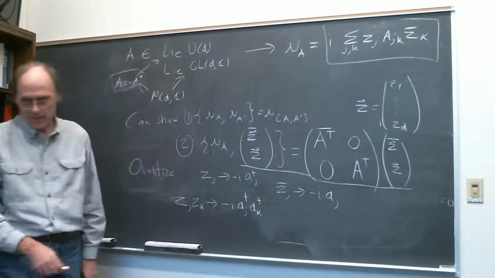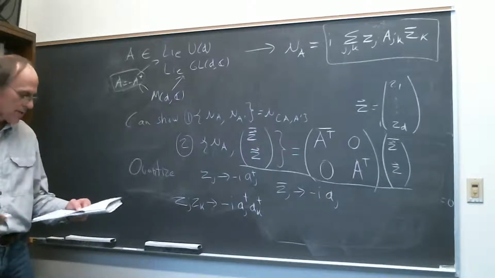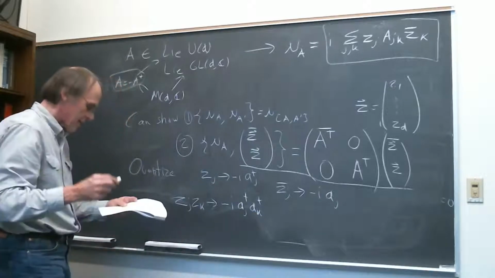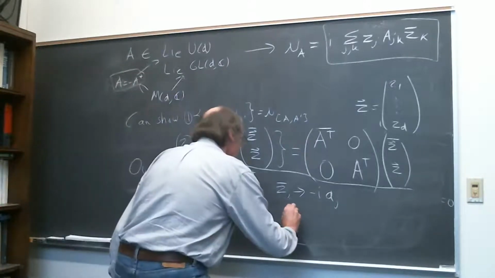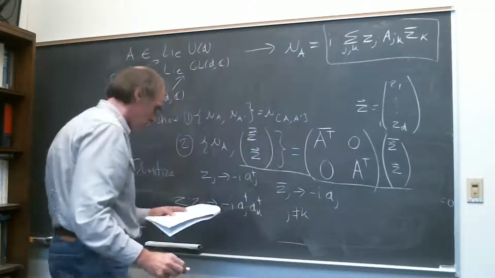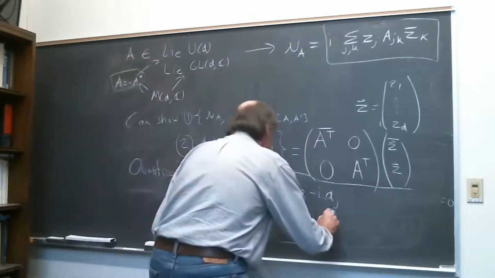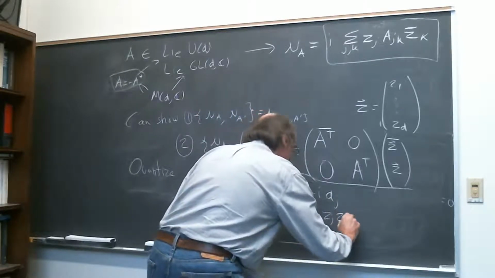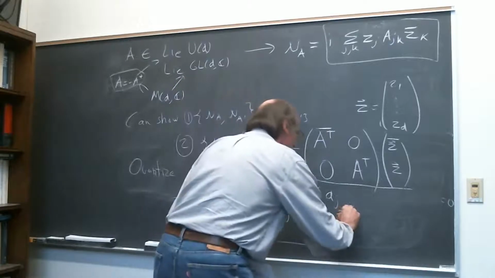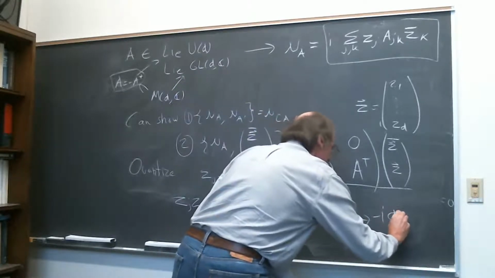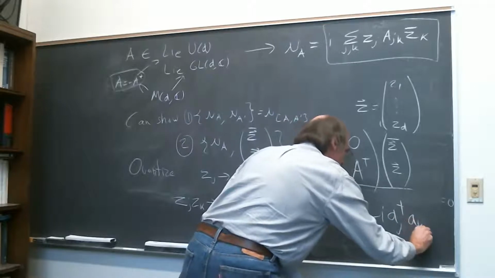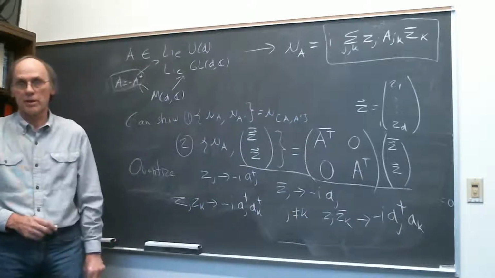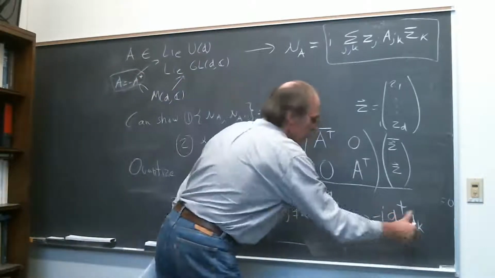Okay, so there's a similar one for z bars, but the tricky one is what to do if j is equal to k. Oh, and I guess I could also do j not equal to k. Then I'll normally write this down as zj zk bar goes to minus i aj dagger ak. But again, if j is not equal to k, these things commute, so it doesn't matter. I can also write it the other way.